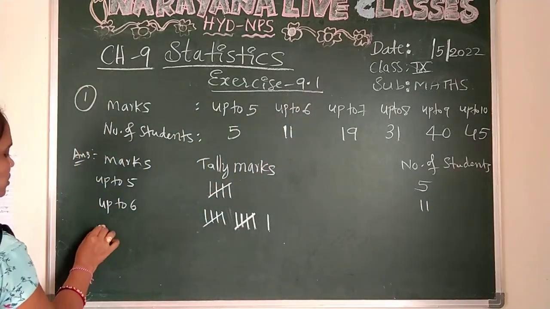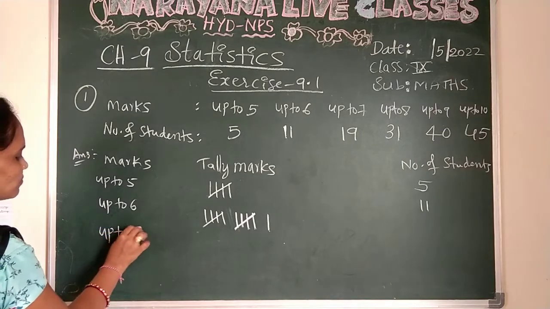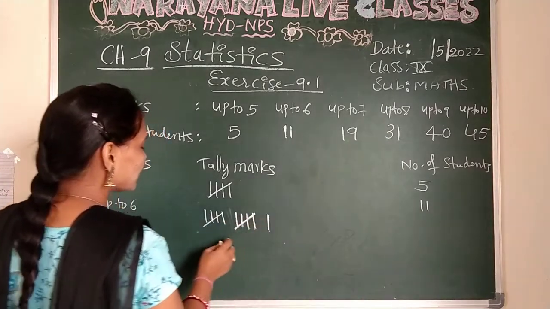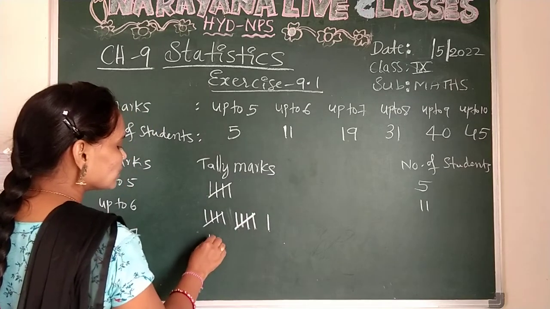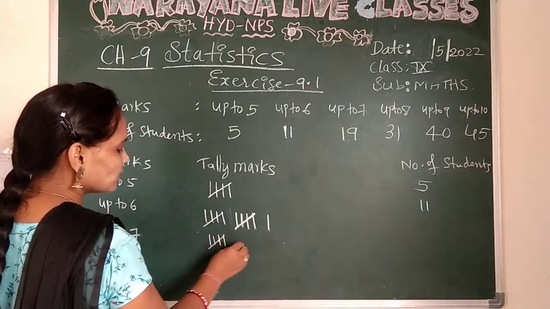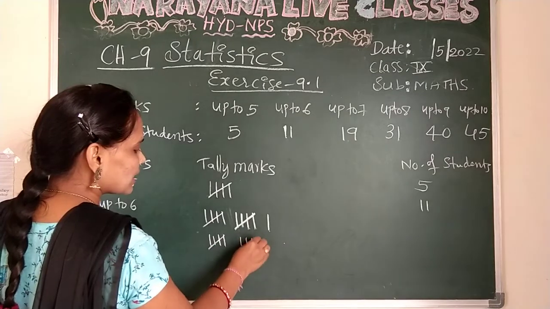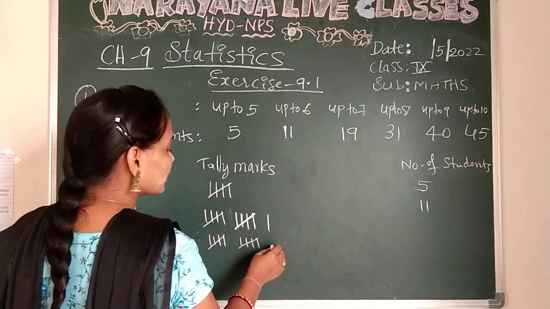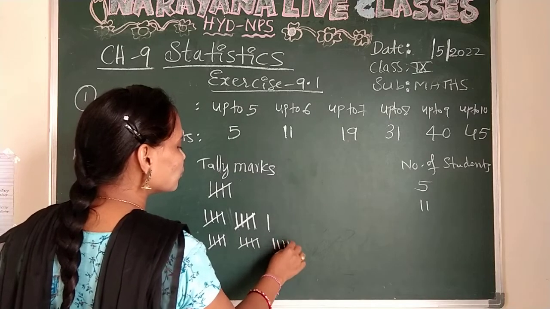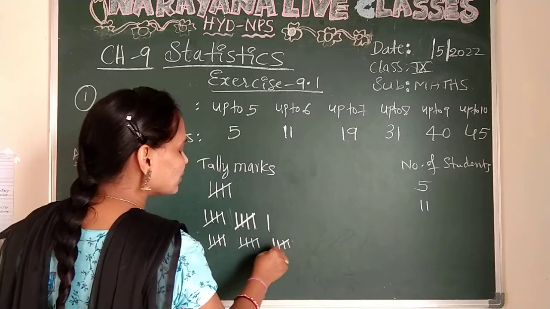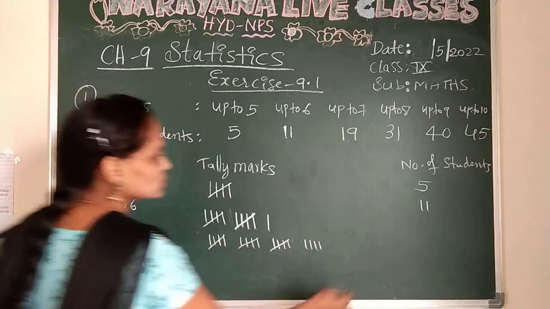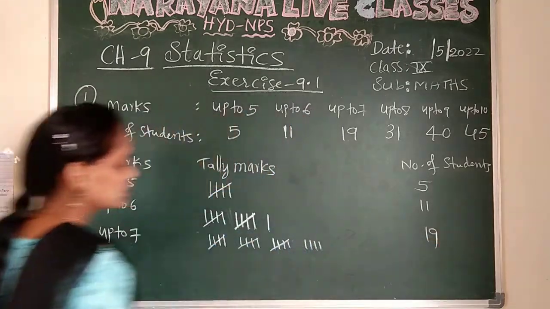Next up to 7. Up to 7, 19 students are there. So we should write 1, 2, 3, 4, 5, 6, 7, 8, 9, 10. Okay. 11, 12, 13, 14, 15, 16, 17, 18, 19. So number of students 19.